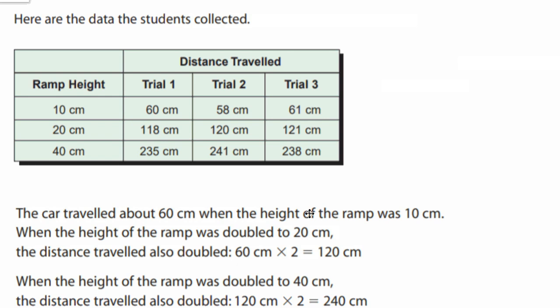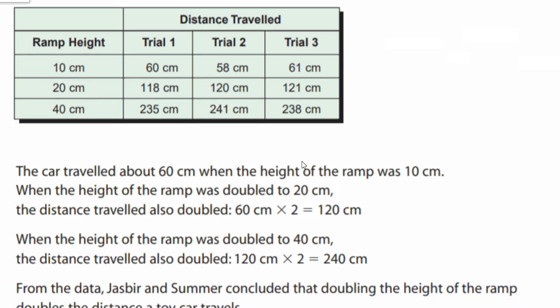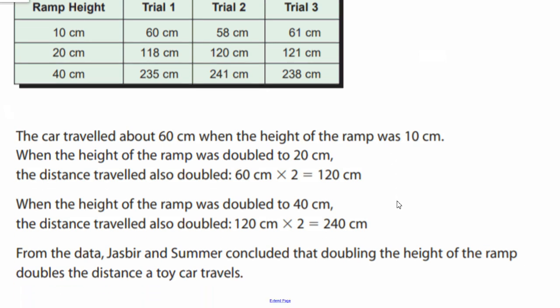The car traveled about 60 centimeters when the height of the ramp was 10. When the height of the ramp was doubled, the distance traveled was also doubled. So when we look at these, they are all just about double of 60, so 120. When the height of the ramp was doubled to 40, the distance traveled also doubled. So 120 times 2 is 240. And each of these numbers are pretty close to that 240 mark.